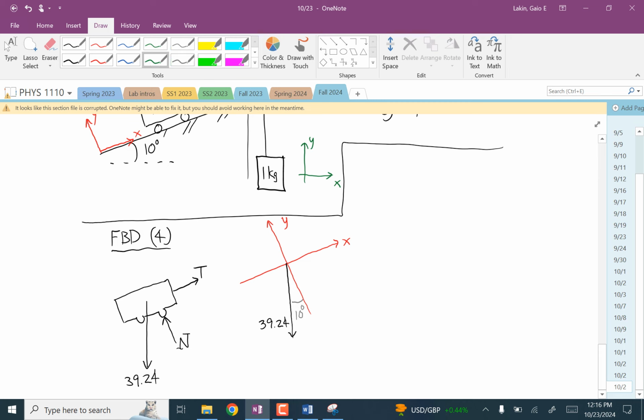So what's the angle all the way from the positive x-axis counterclockwise to the vector? 260, exactly. So the weight force vector is going to be 39.24 times the cosine of 260, 39.24 times the sine of 260.